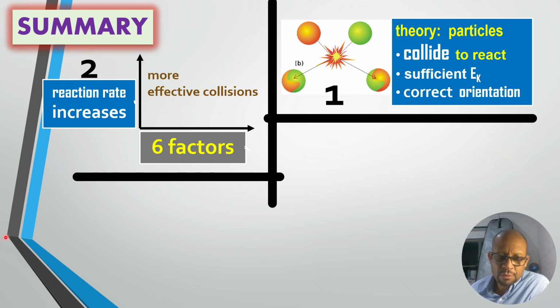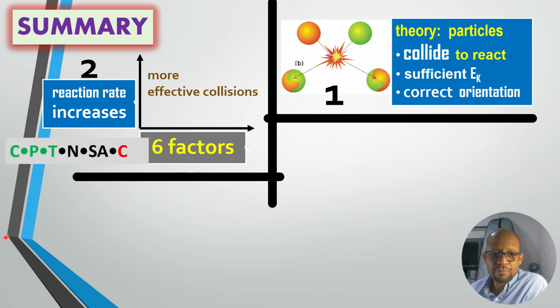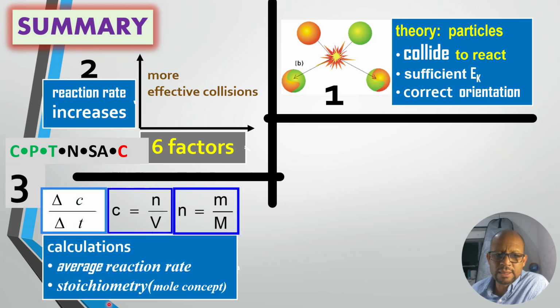So take note, 5 you will see in most cases in your books, but they also explain that there's a 6th factor that comes into place. And those factors I've highlighted here by just giving you the first letter of each factor. And you know by now this is concentration, that's pressure, temperature, nature of the reactant, surface area, and that last one is for catalyst.